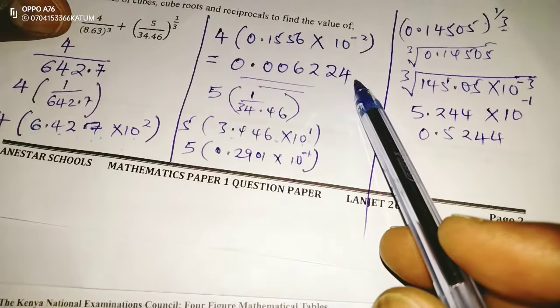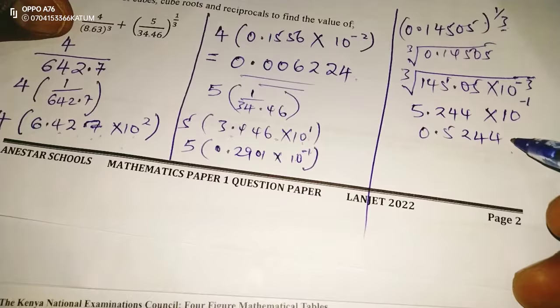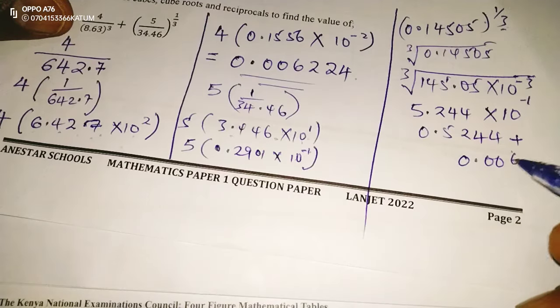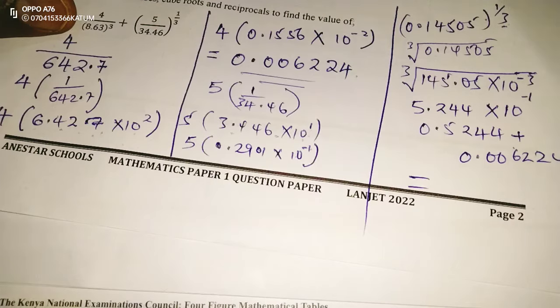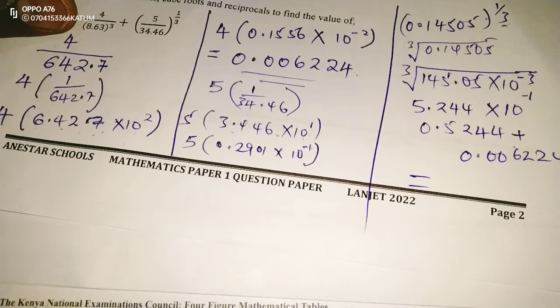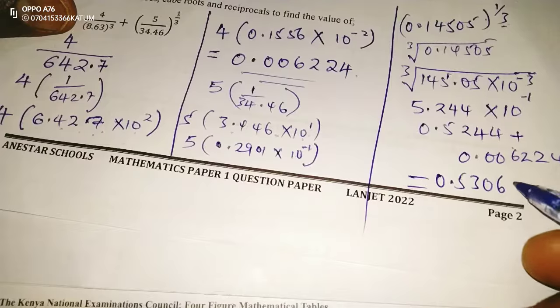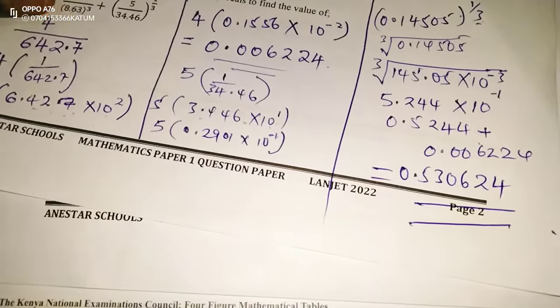So now we can add the two answers. From the left hand side we got this, from the right hand side we're getting this. So now we can add the two: 0.5244 plus 0.006224. This is going to give us 0.530624. So that is going to be the answer.